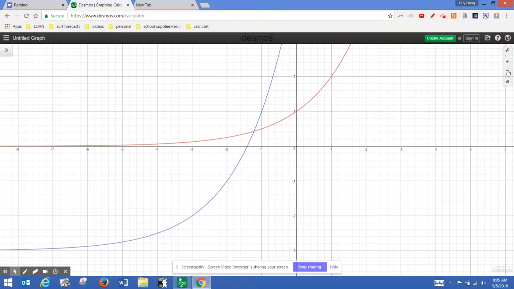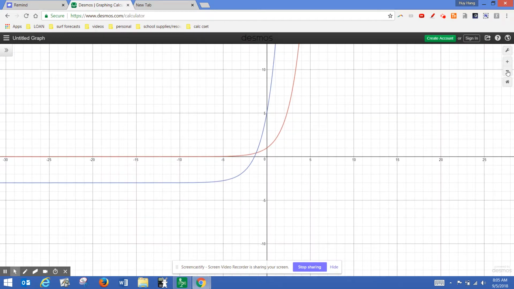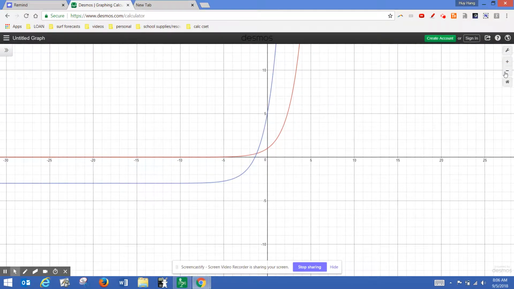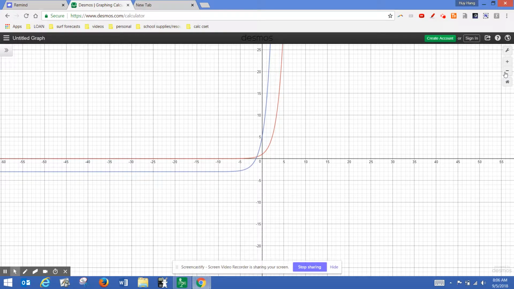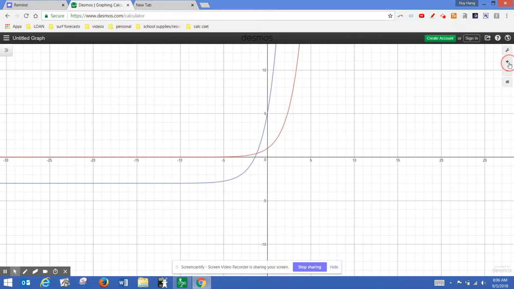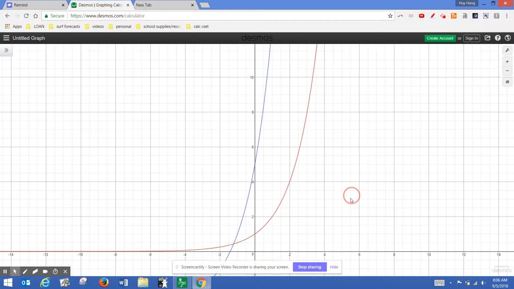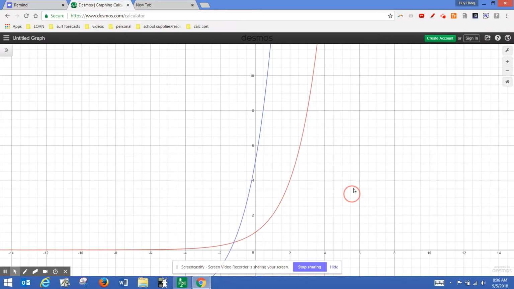I can zoom out a little bit if you want to see. Does that help, zooming out a little bit, or no? Yeah, it's kind of hard to see, huh? Okay. I can kind of move it around a little bit.